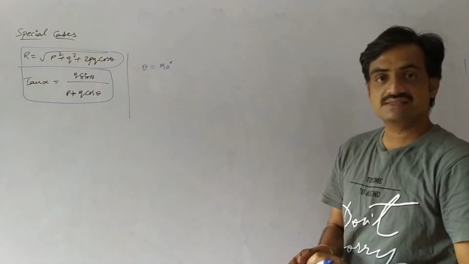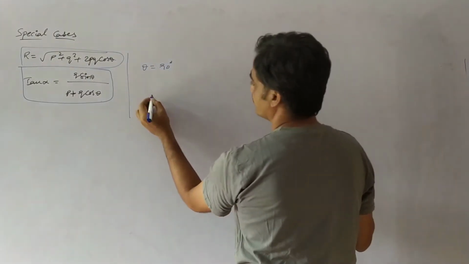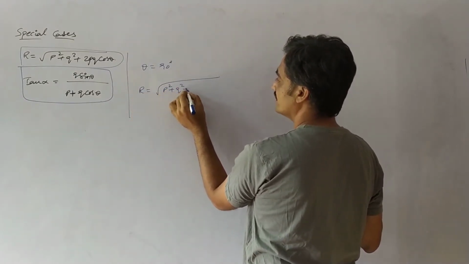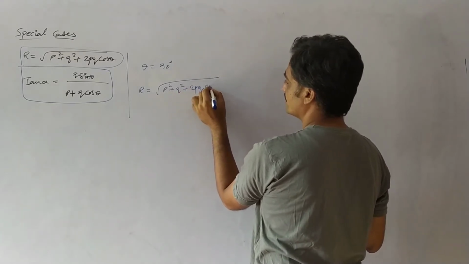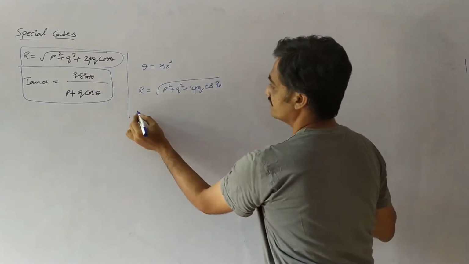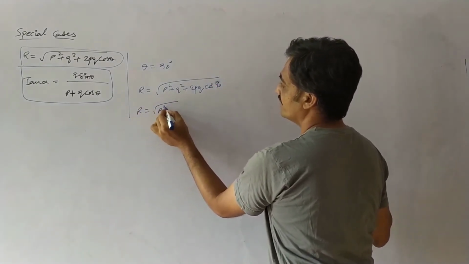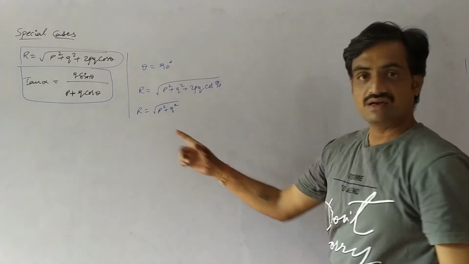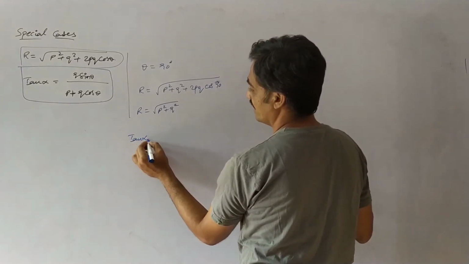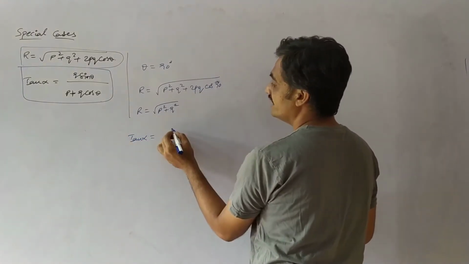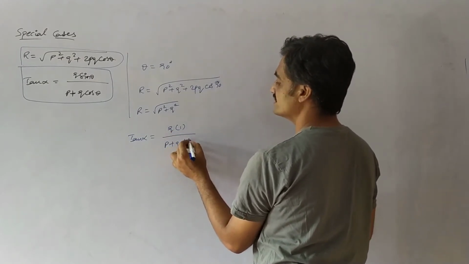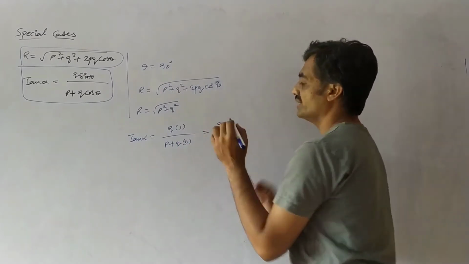The angle between two vectors is 90 degrees. Then we can represent the magnitude as r equals under root of p square plus q square plus 2pq cos theta, where we know that cos 90 is 0. So if we substitute here, we have r equals under root of p square plus q square. Whereas the direction is given as tan alpha equals q sin theta by p plus q cos theta. Sin 90 is 1, so q into 1 by p plus q into cos 90, which is 0. So here we get q by p.